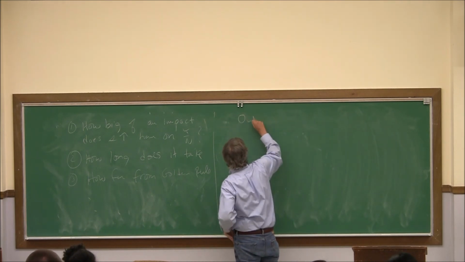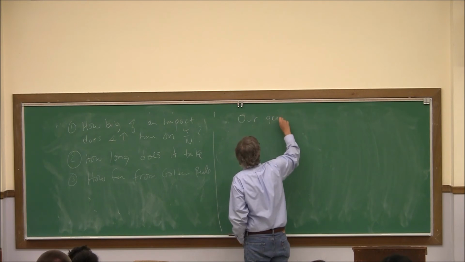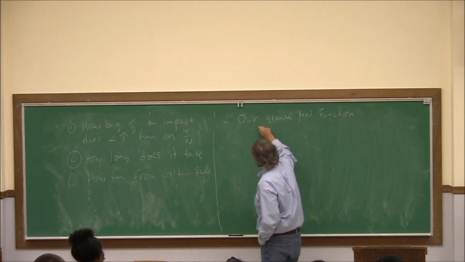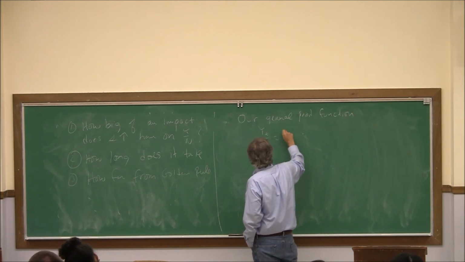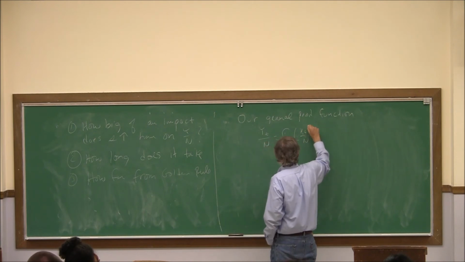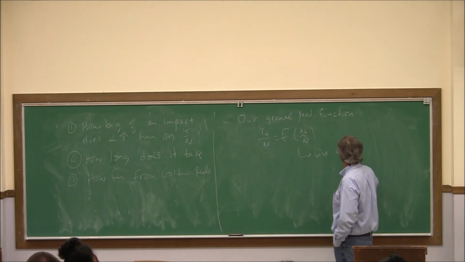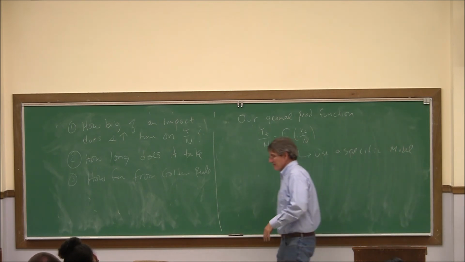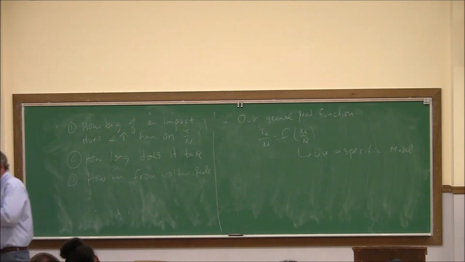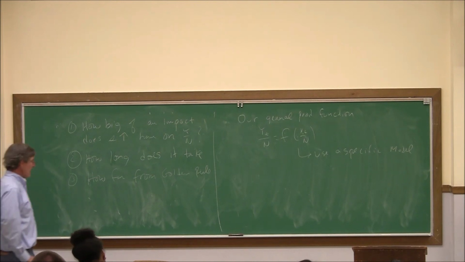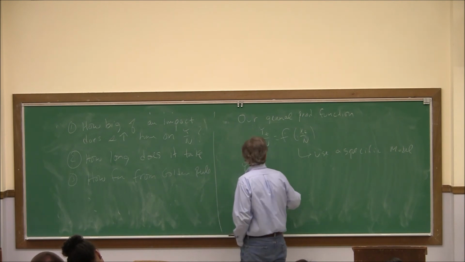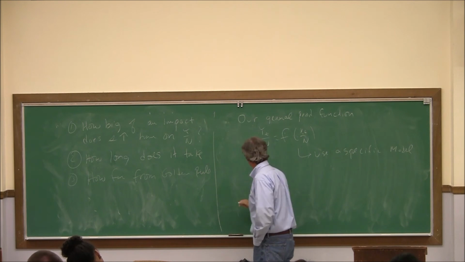So our general production function we just write as a function: Yt over n is some f of kt over n. Now we're going to use a specific model that we think does okay at representing the data. You could probably do a little better if you worked at it, but this is fine for our purposes. We're going to start with this production function.